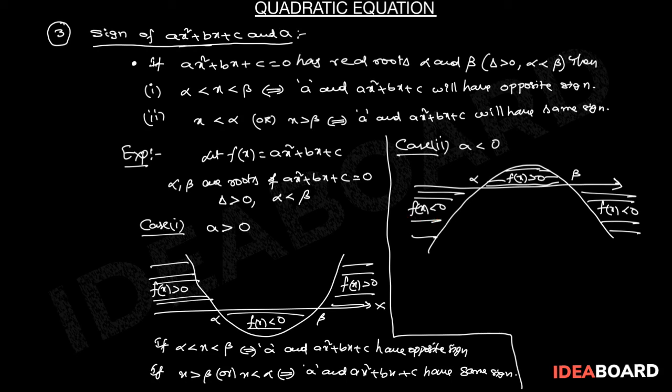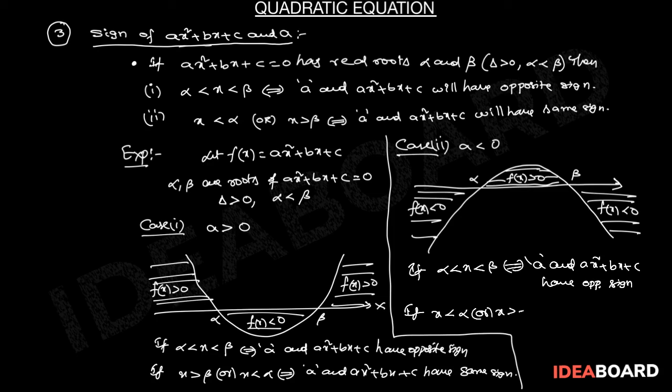That is, if alpha less than x less than beta, that implies and implied by a and ax square plus bx plus c have opposite signs. If x is less than alpha or x is greater than beta, that implies and implied by a and ax square plus bx plus c have same signs.